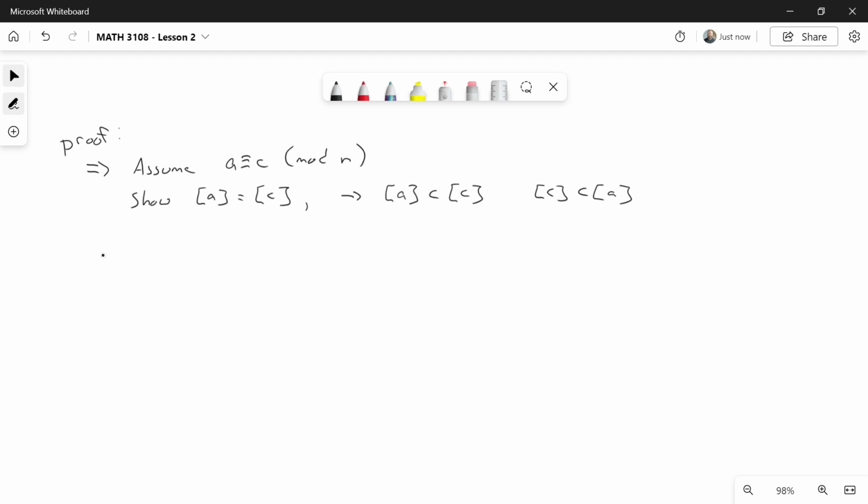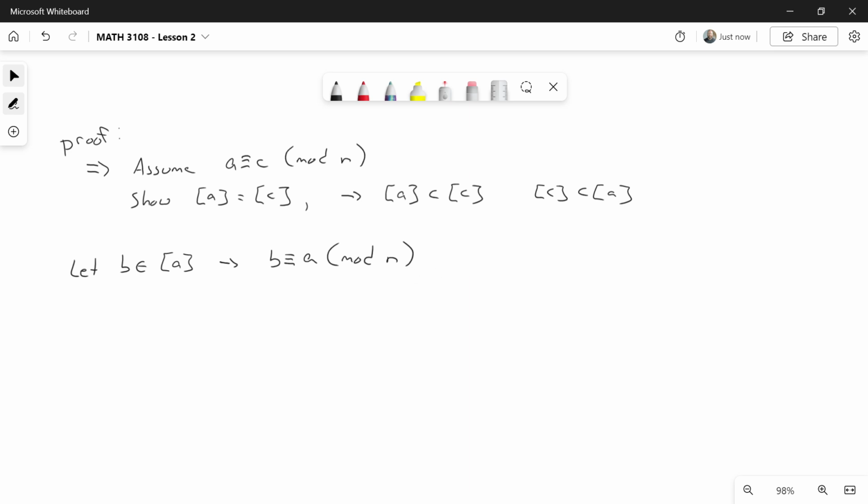So let's take an element inside of A and show that it's also inside of C. So we'll let B be any element inside of the congruence class of A. Because remember, this is a set. We can grab any element inside of that set. Well, what does it mean to be inside of that set? Well, it means that B is equivalent to A mod n, when we went and defined what the congruence classes were.